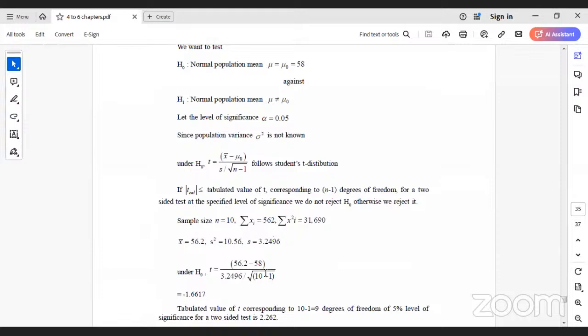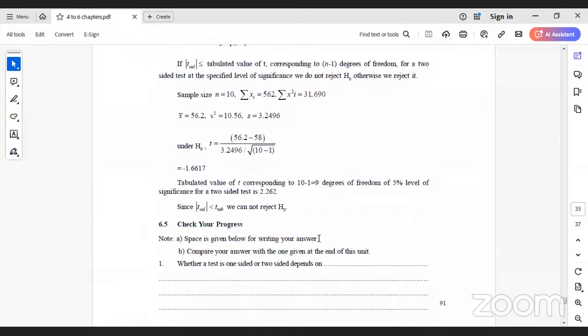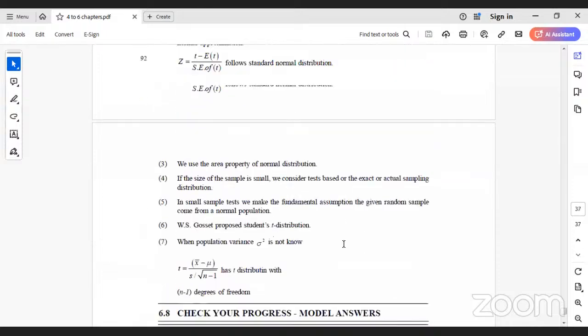56 minus 58 by 3.2496 over root of 10 minus 1, so it is minus 1.6617. The tabulated value, with degrees of freedom 9 and 5% level of significance, is 2.62. This is less than the tabulated value, so we do not reject it. So, clear?